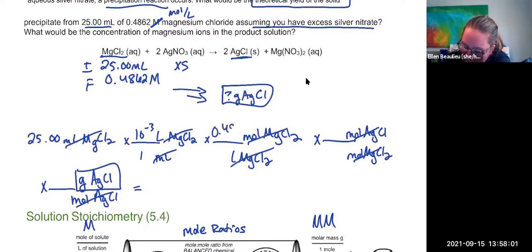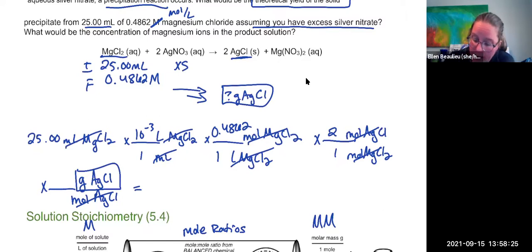Again, 0.4862 travels with the moles of magnesium chloride. It's assumed that that is per 1 liter of solution. So when you see molarity as big M, this number travels with moles per 1 liter of solution. The mole ratio comes from my equation. For every 2 moles of silver chloride, I need 1 mole of magnesium chloride.